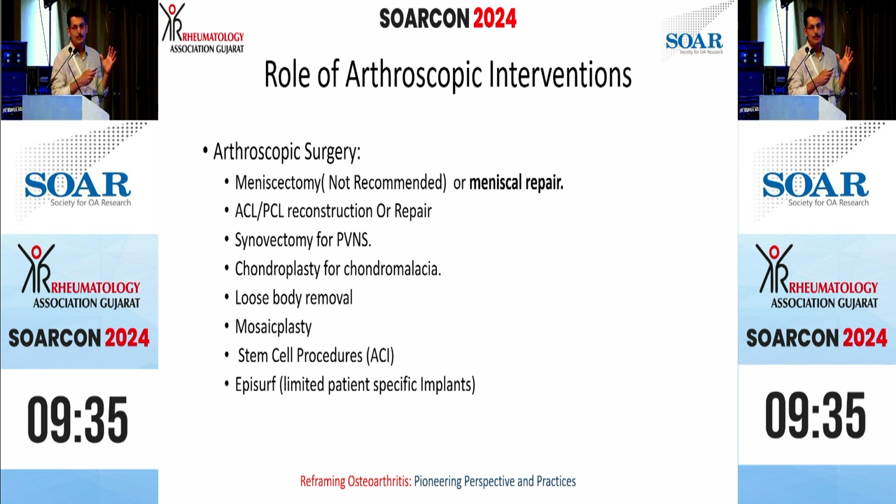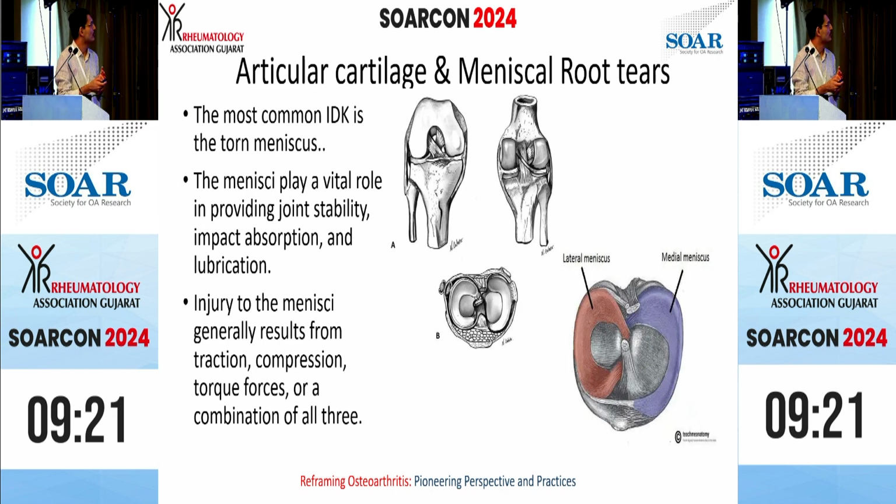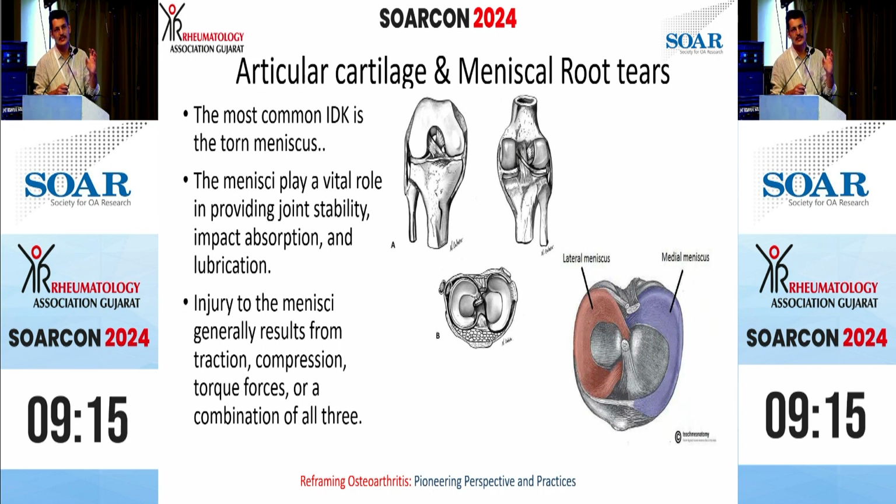If there is a PVNS or a soft tissue loose body, you can remove it. You can do chondroplasty, mosaicplasty for localized lesions. You can do a stem cell procedure, which is called autologous chondrocyte implantation, and there is Episurf and loose body removal. Now, the most common injury that you will see in your practice will be a meniscus injury.